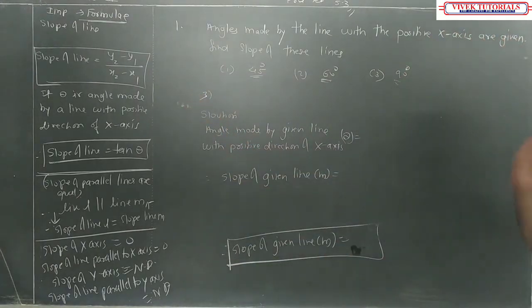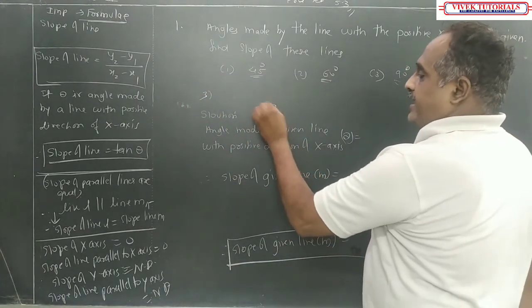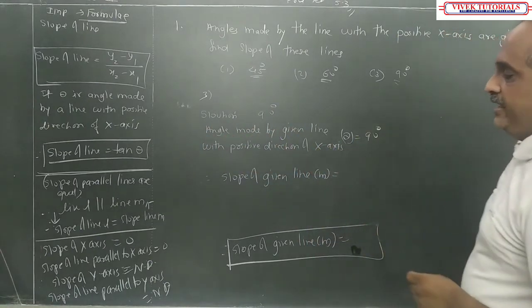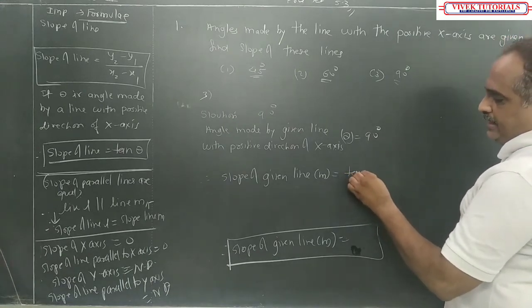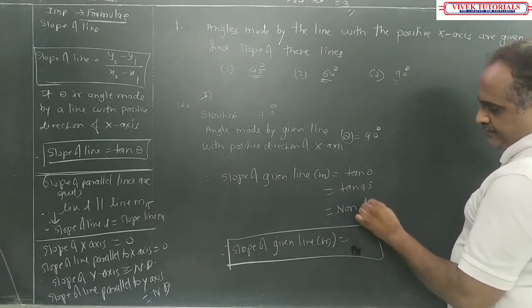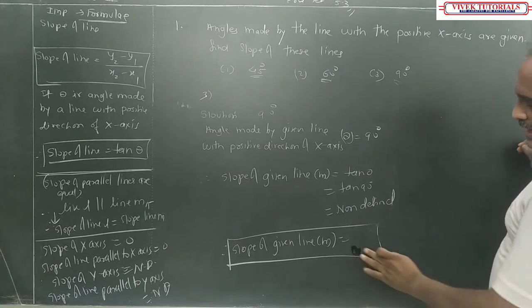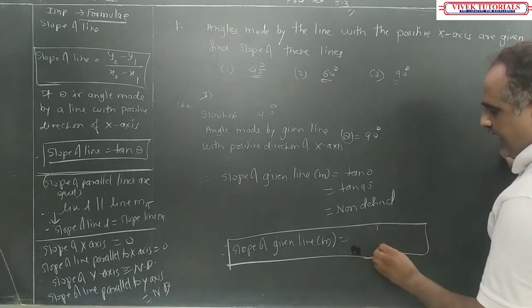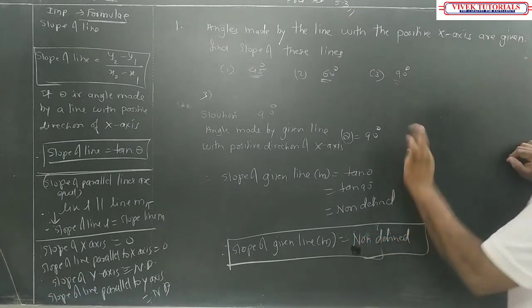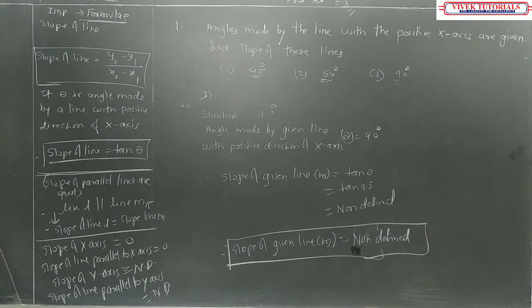Okay, students, now the third question. That is 90 degree. Angle made by the line with positive direction of x-axis is how much? 90 degree. Slope of given line is equal to tan theta. That is nothing but tan 90, which is non-defined. So slope of given line is non-defined. Copy down it properly. That is it. Okay, for theta 90 degree, the slope is non-defined.